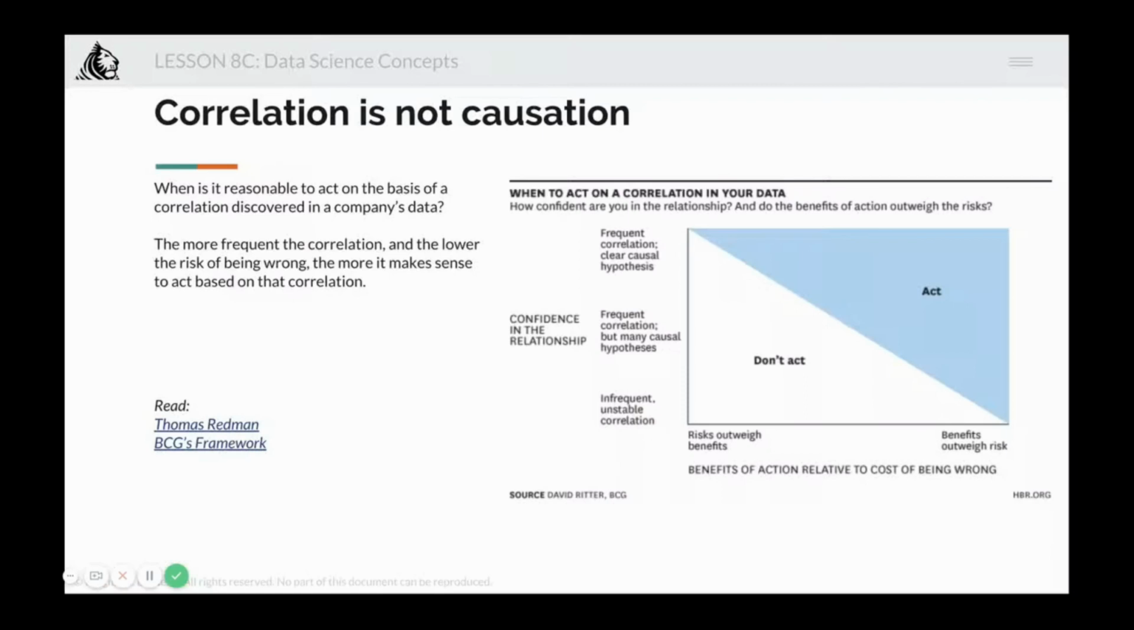I will strongly recommend reading Thomas Redman's BCG framework. It's a fantastic article covering exactly this diagram.